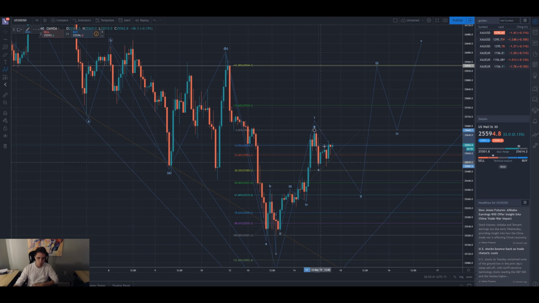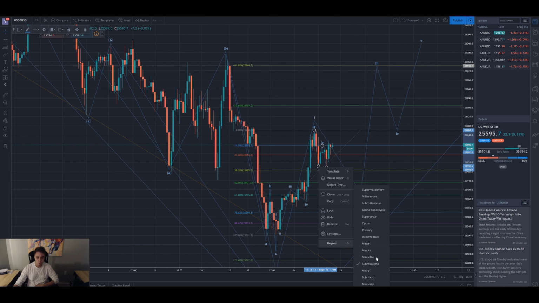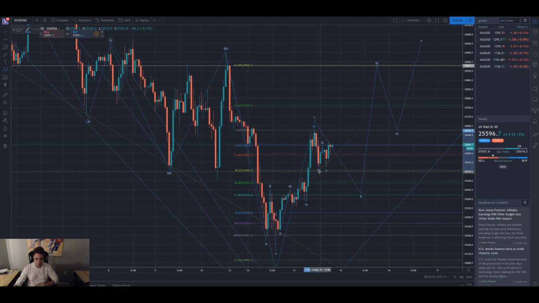So I'll show you the 2 main possible counts for this, and I am going to use the same degree because it is for the same count. So basically, there's 2 possibilities. Both of these A's are here, and the B could not even be formed yet. The B might even be all the way up here, and the C could form all the way down here at the 618, and that's where we might want to get our entry in.